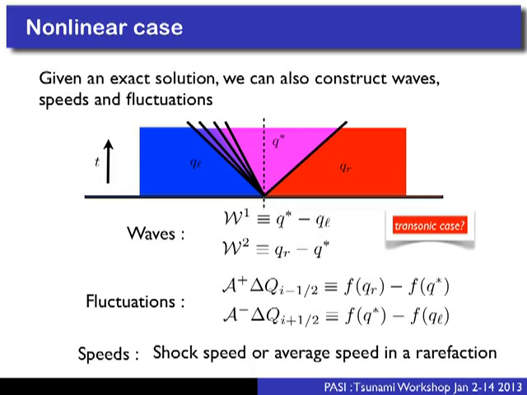And the fluctuations? Well, assuming we have a flux function, we simply write down that the fluctuations are f evaluated at the right state minus f evaluated at this star state, or f evaluated at the star state minus f evaluated at the left. So this is basically a difference of fluxes. The waves are the differences in values, and the fluctuations are the differences in fluxes. Okay, and the speeds we would obtain are either the shock speed or the average speed in a rarefaction.